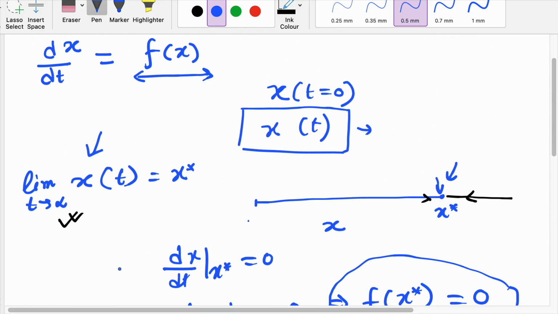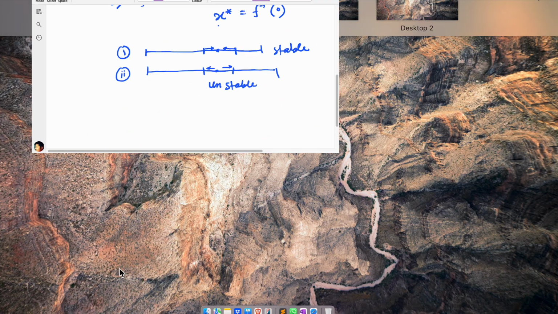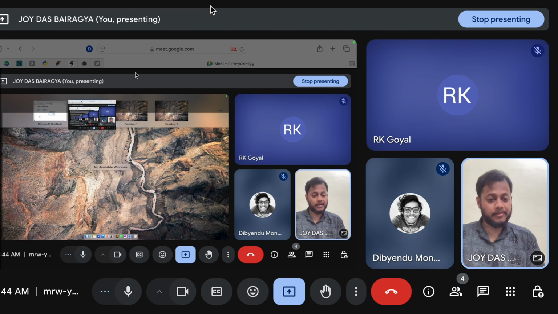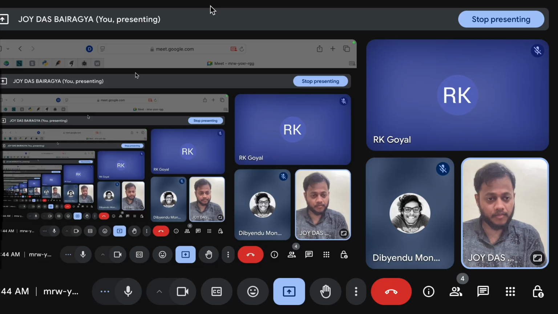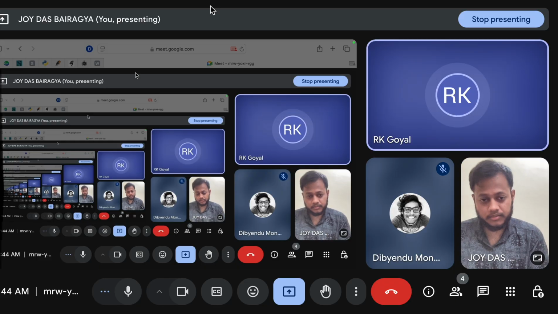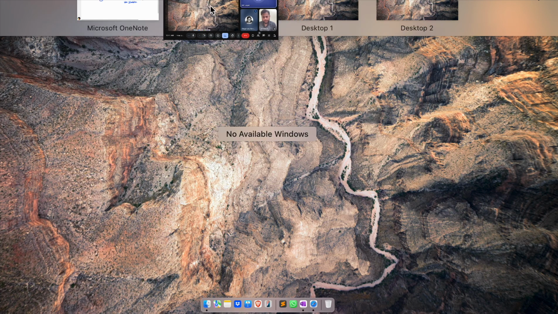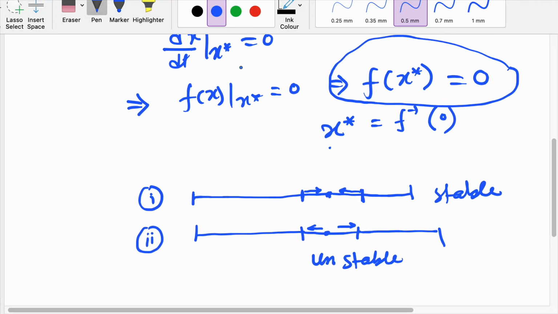Is it clear until now? Is it clear? Yes, except that point where you wrote that x star is equal to f inverse 0. Okay, so that point is not clear.